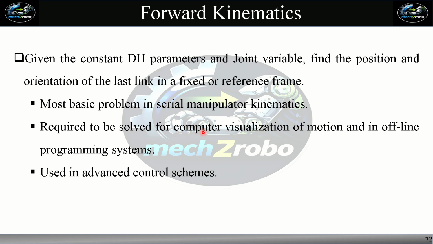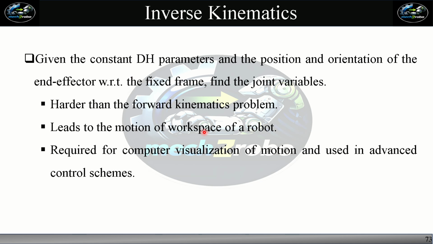computer visualization of motion and in offline programming systems, and it is used in advanced control schemes. After forward kinematics, there is inverse kinematics, in which we have the constant DH parameters and the position and orientation of the end effector with respect to the fixed frame, and our major task is to find the joint variables.